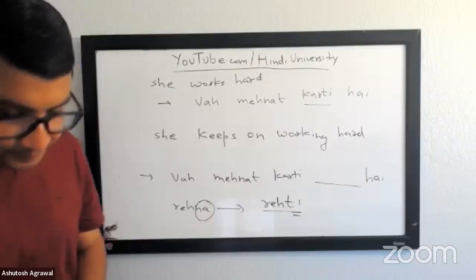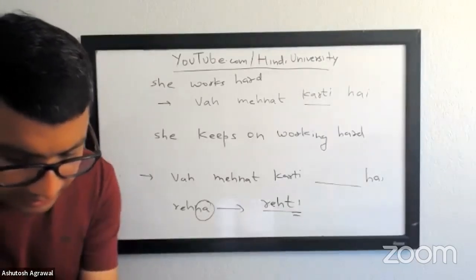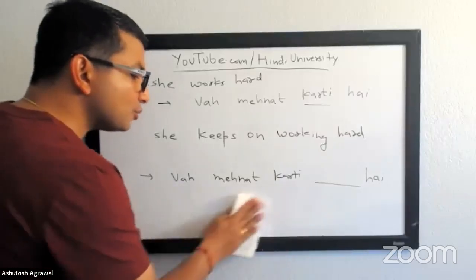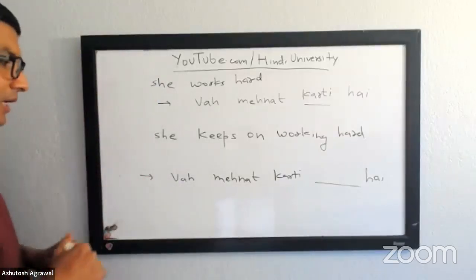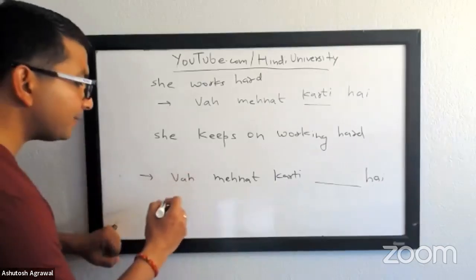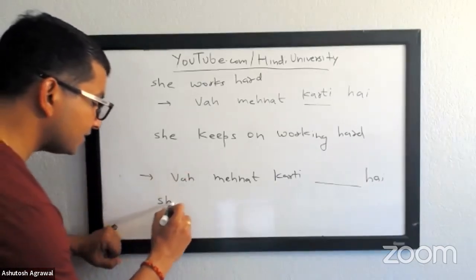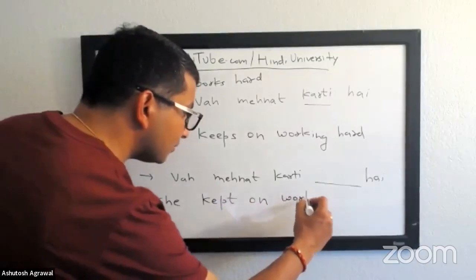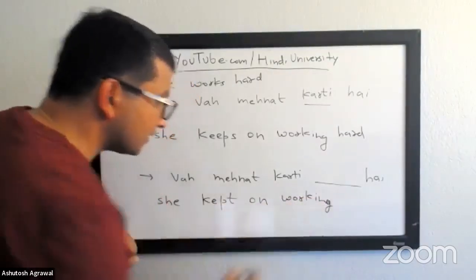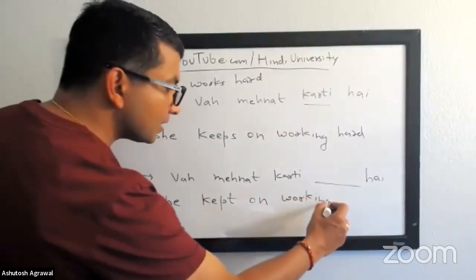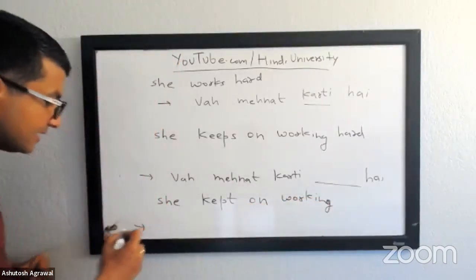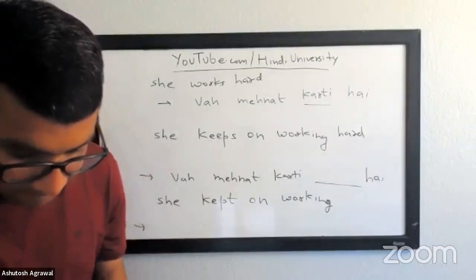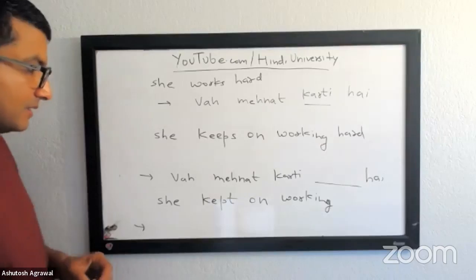Now let's say you want to say that in the past tense, because it's not like the continuity can be shown only in the present tense. You want to say she kept on working. How will you say that? She kept on working. Let's see. Delia ji, you want to try that? वो मेहनत करते रहा. Okay.